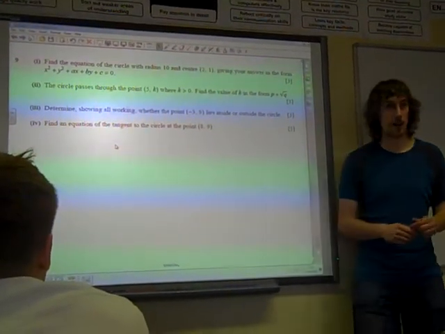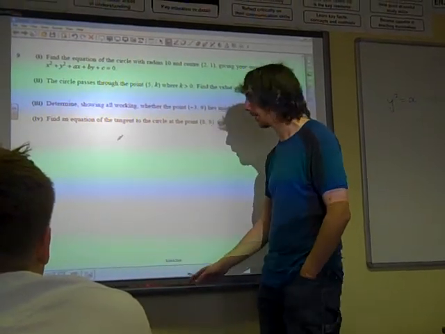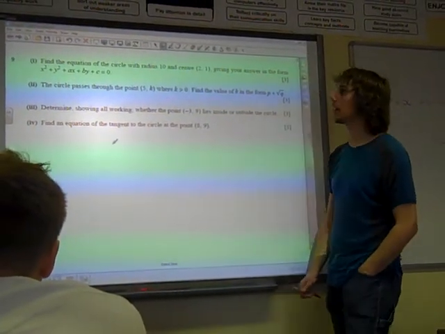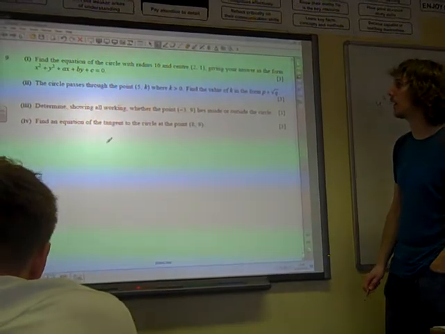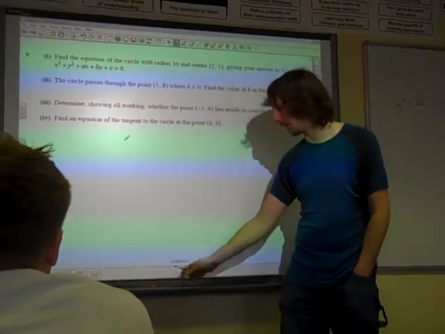Alright, this is question 9 then about the circle on this summer 2008 paper. Find the equation of the circle with radius 10 and centre (2, 1), giving your answer in the form that's given there. Well, this is quite a nice start point.